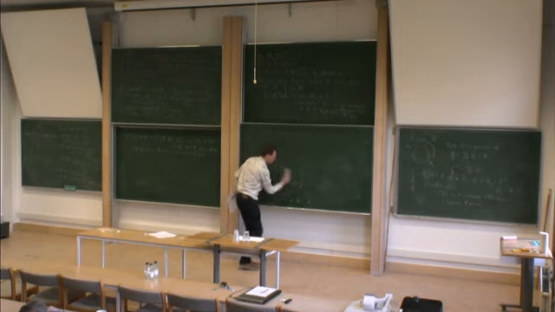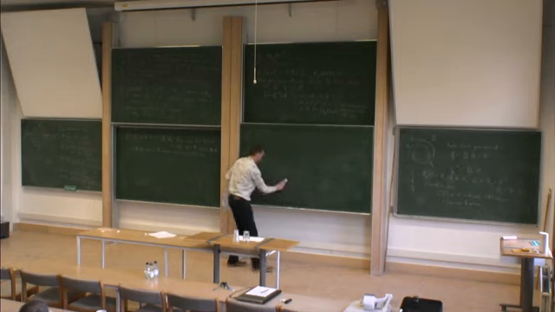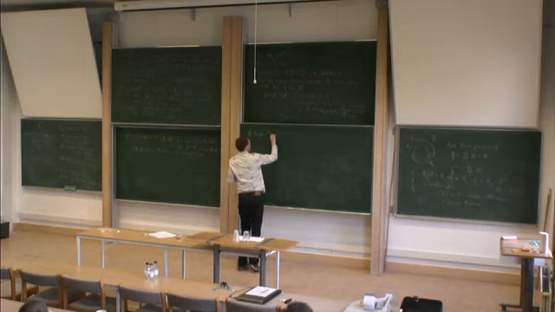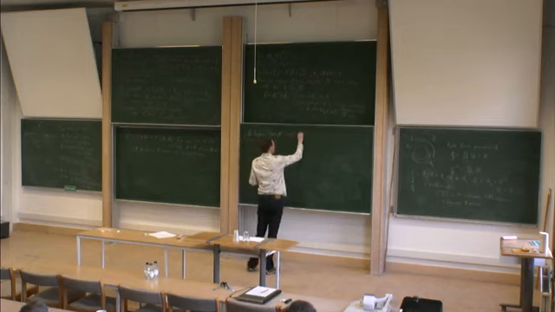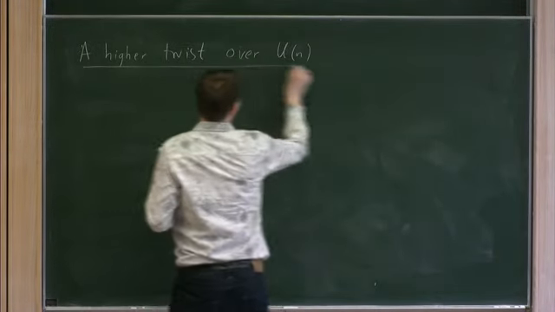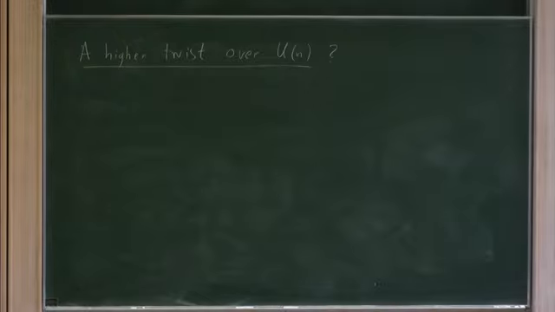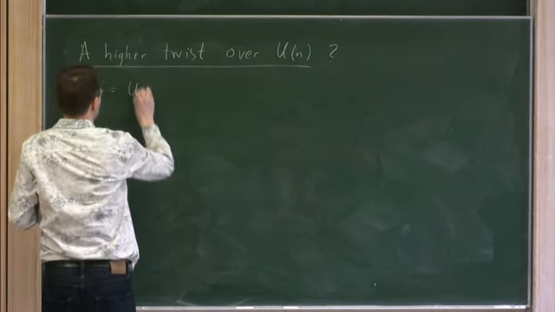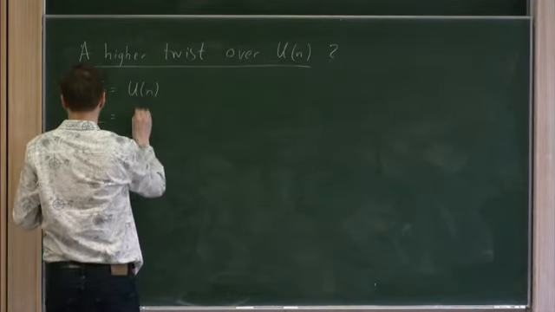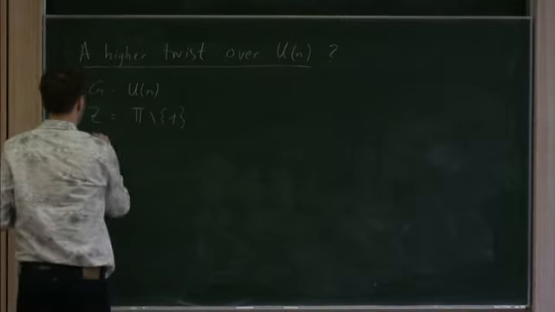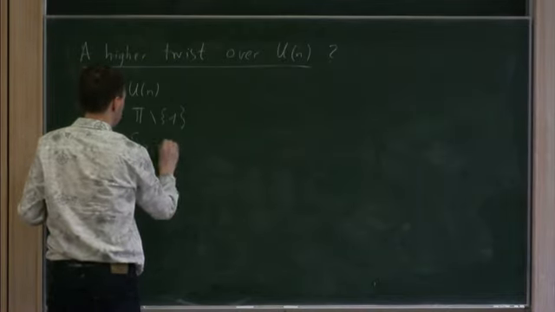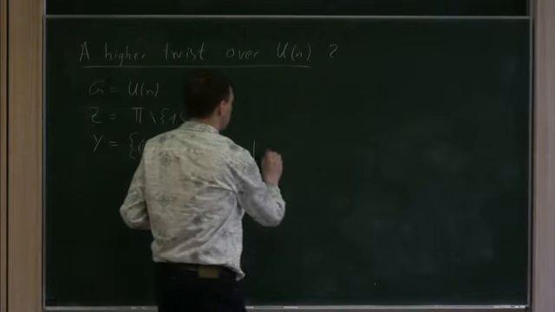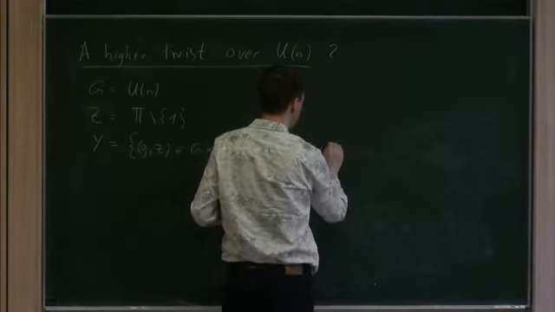And in the last 5 minutes, I would like to outline that there might be a construction like this over UN. Because there's an explicit description of this basic gerbe over UN, which was worked out by Murray and Stevenson. So take UN as your group, define C to be the circle without 1, define Y to be the space of group elements g and elements z of the circle such that z is not in the set of eigenvalues of g.